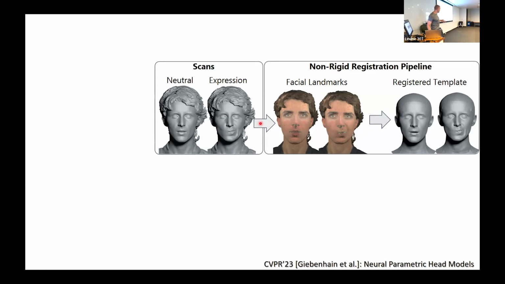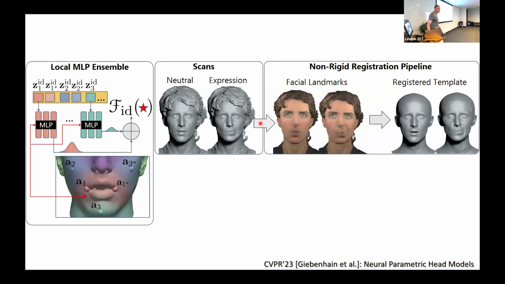In this case, it's basically a non-rigid ICP that happens, but you do this with a high fidelity scan, and then you have a unified mapping between all people and all expressions. We also do a little bit more on the MLP side. So actually what we do is we don't just use one MLP for the shape. In fact, we use a local ensemble of MLPs.